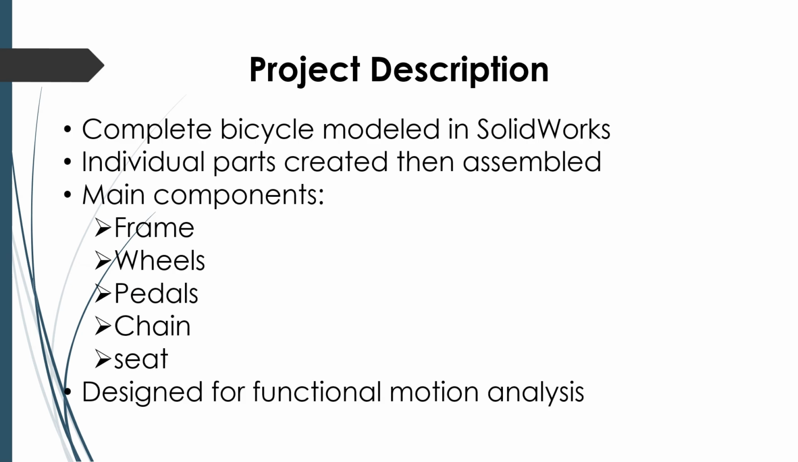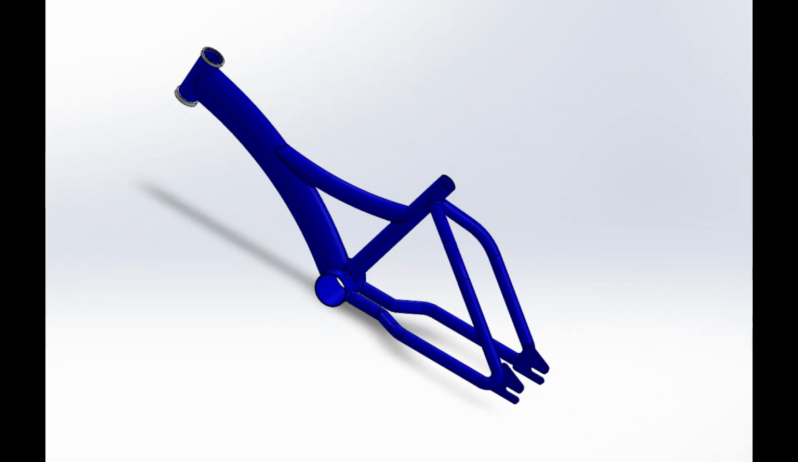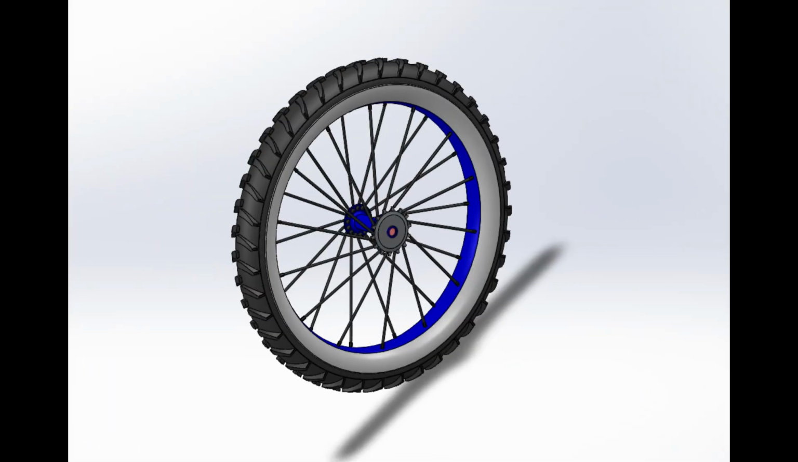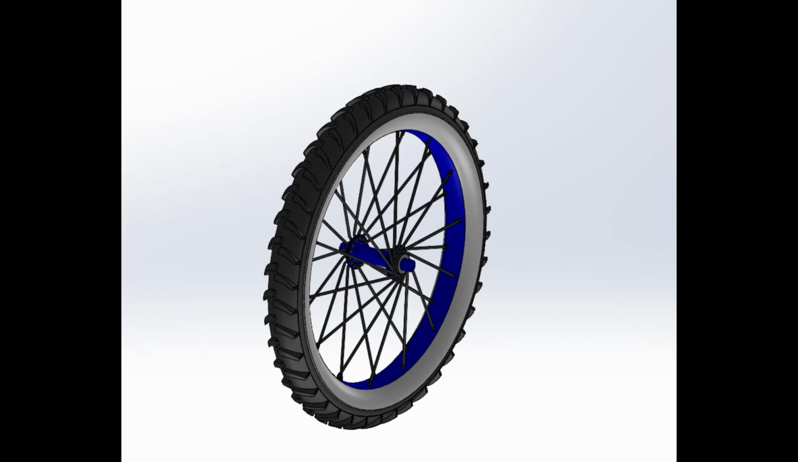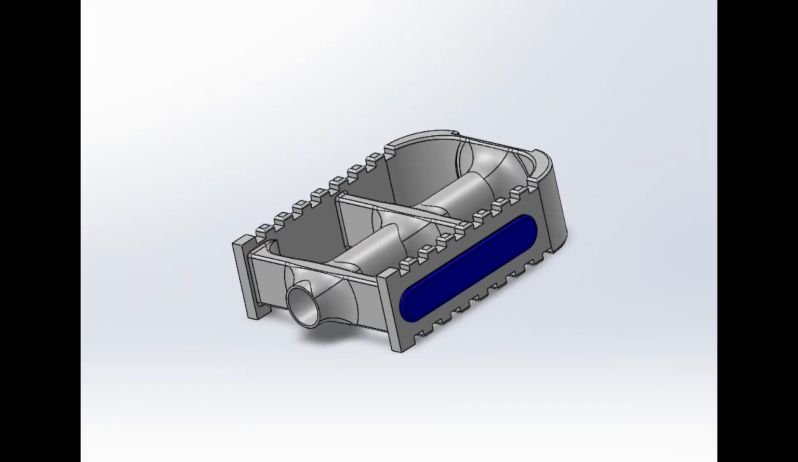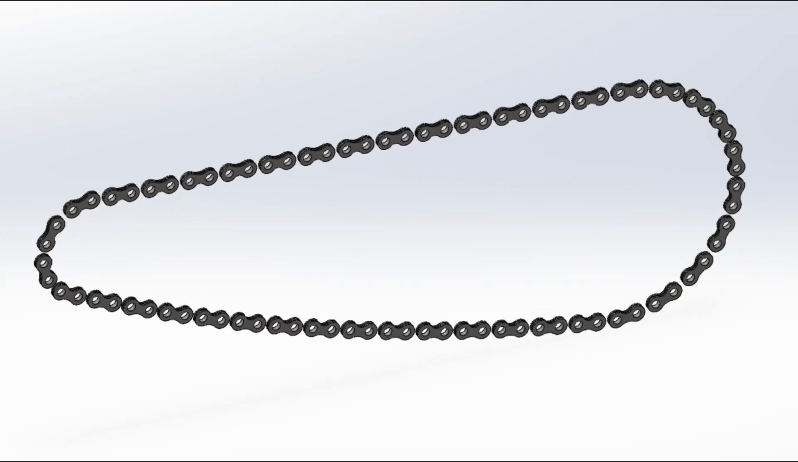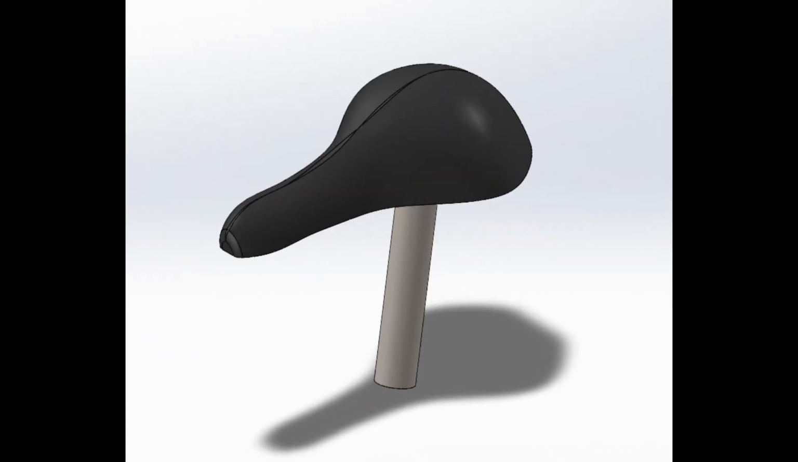The bicycle consists of several main components including the frame, wheels, pedals, chain, and seat assembly. Each component was modeled individually and then assembled to create a fully functional mechanical system. The design focuses on stability, smooth motion transmission, and realistic mechanical proportions.